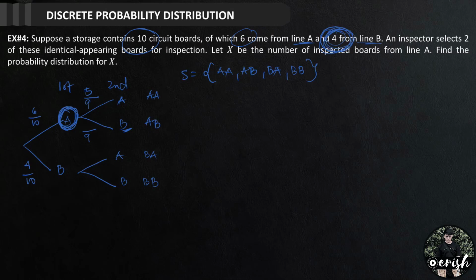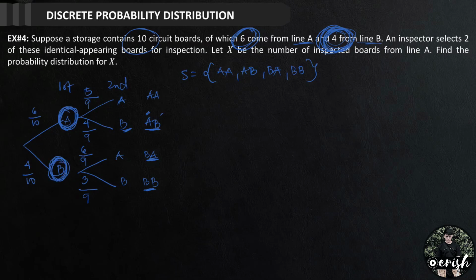Since the first selection was A, nothing has been chosen from B yet. For this sample point, we have 6 over 10 for A, and for B it is 4 over 9. It is still 4 because line B was not reduced in the first selection. In the third sample point, the first selection is B, and for the second selection we have A, with probability 6 over 9, since the total is 9 and the 6 from line A is not reduced. Lastly, for sample point BB, we have 4 over 10, and for B in the second selection, 3 over 9, because one from line B was already chosen in the first selection.